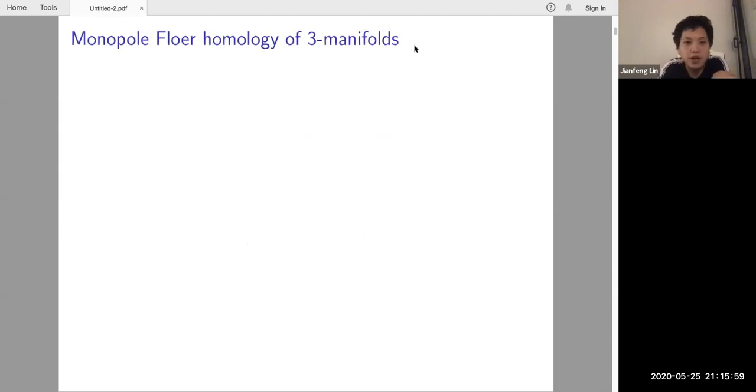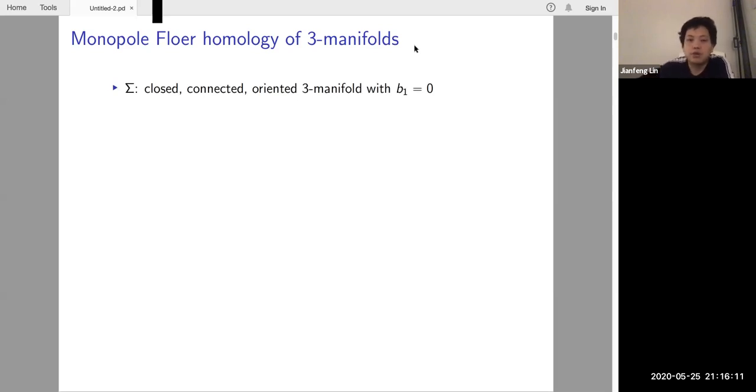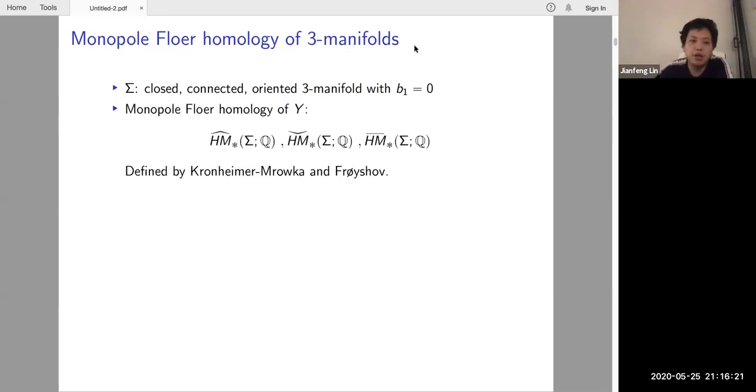Okay, let's start. So first, let me give a very quick review of some basic properties of the monopole Floer homology. For this talk, we will let sigma be a closed oriented three manifold, and we will assume sigma is a rational homology three sphere, namely the first Betti number of sigma equals 0.